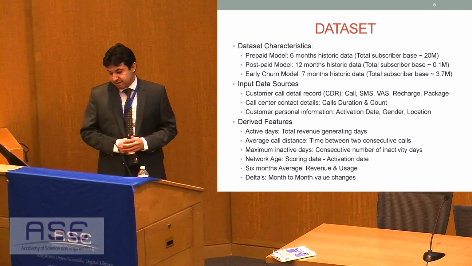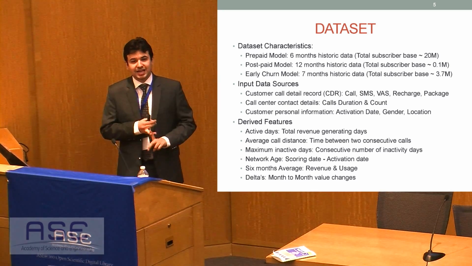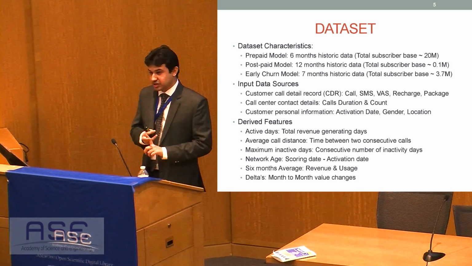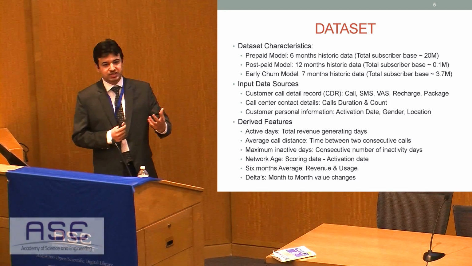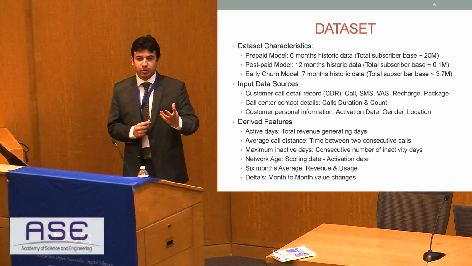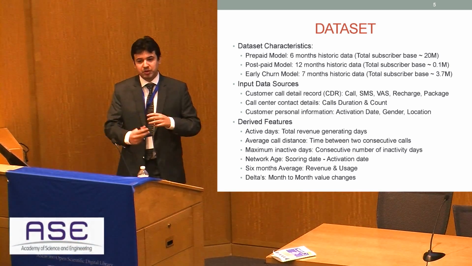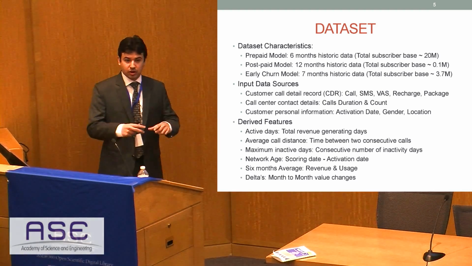Then we tried to get some personal information, which was not really successful, only the activation date. We got the gender of the person and the location from where he was making most of his calls. For example, which city was he primarily in? So we could understand if there's a network issue coming from a city, and that's where people are going out from that location. So these were the input data sources which we got.